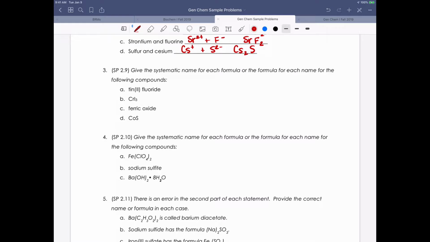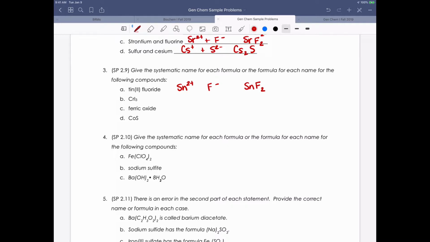Moving forward and thinking about some other examples, now we are given the name and we have to provide the formula. What's unique about these is that they represent metals that have the potential to have different charges. With this one, when we see tin with a Roman numeral 2 in parentheses, that tells us it's the tin that has a 2+ charge. Fluoride is F-, and so putting these together and applying the skill from above, this is going to be SnF2.